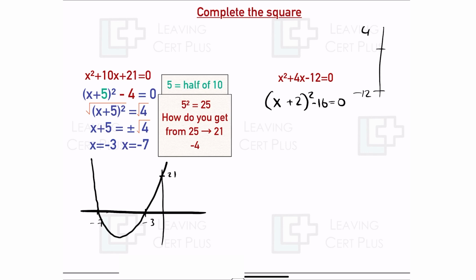So now you want to try to isolate that x, move over your 16, and you've got x plus 2 to be squared is equal to 16. Get the square root of both sides. So that's plus or minus the square root of 16. So that's plus or minus 4 is equal to x plus 2.